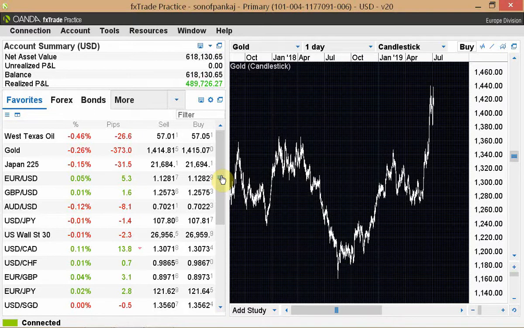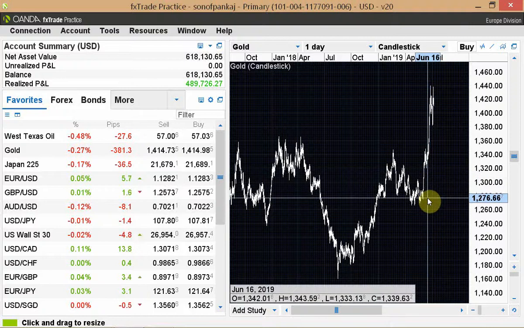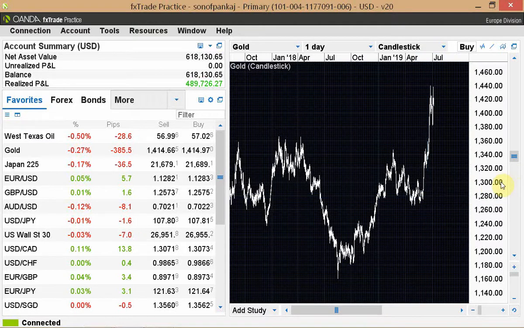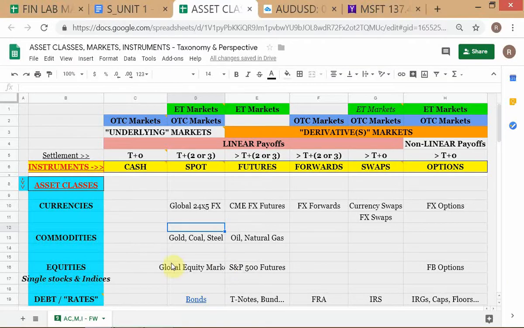Nifty 50 is a market cap weighted average. Sensex, if I'm not mistaken, is an unweighted average of I think 30 stocks. But the Nikkei is considered more important as a market leading indicator than the Topix, which is actually the weighted average. So we just learned a little bit about indices.